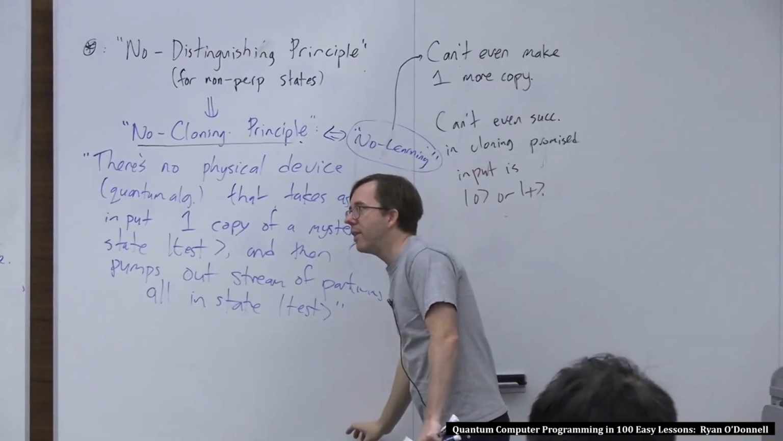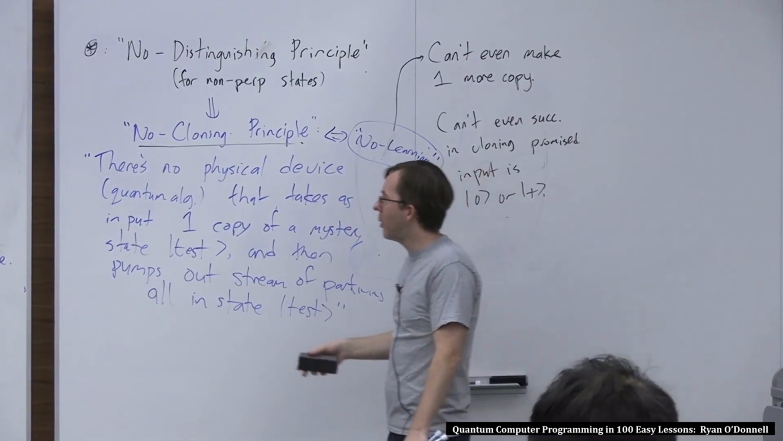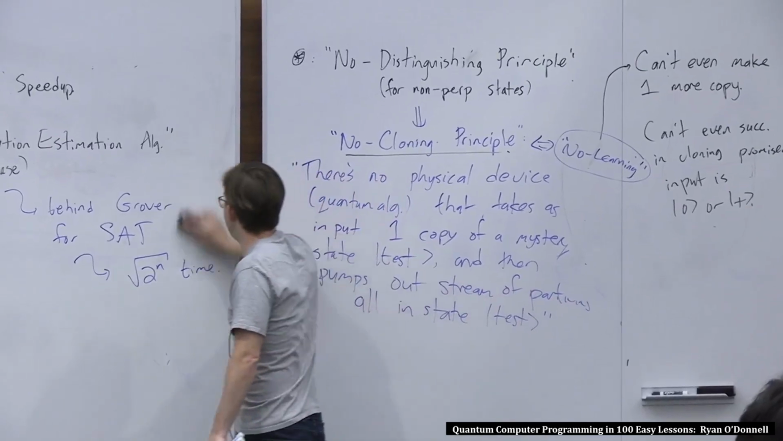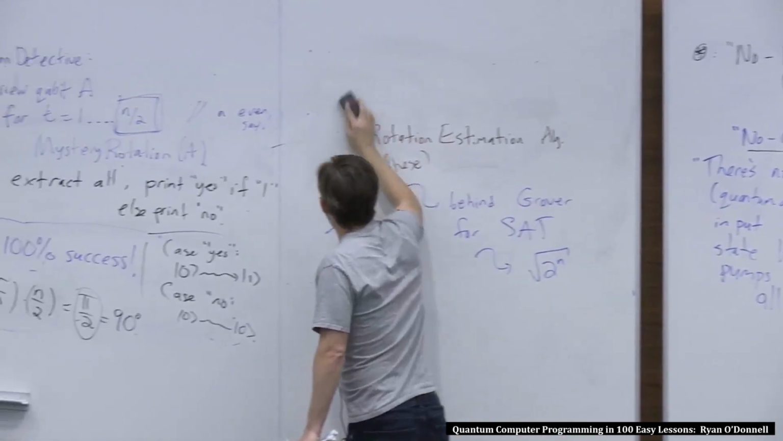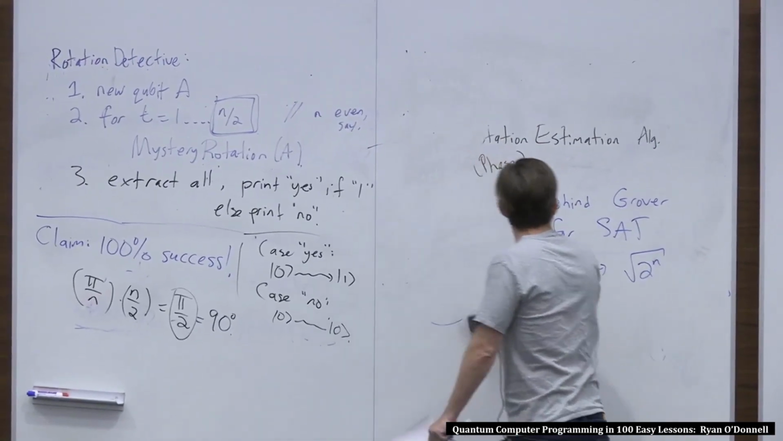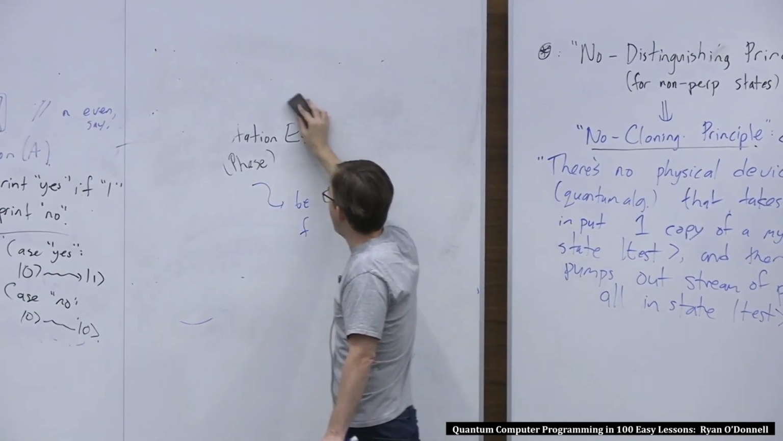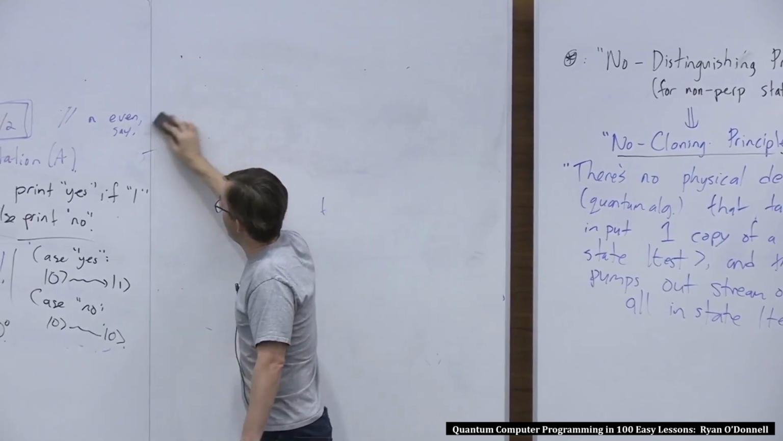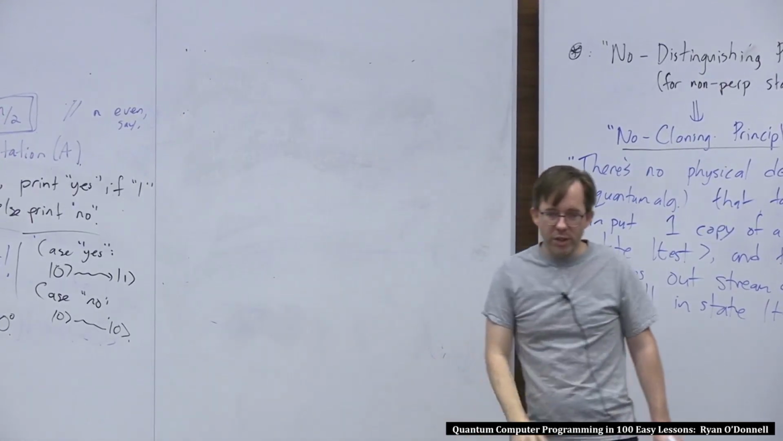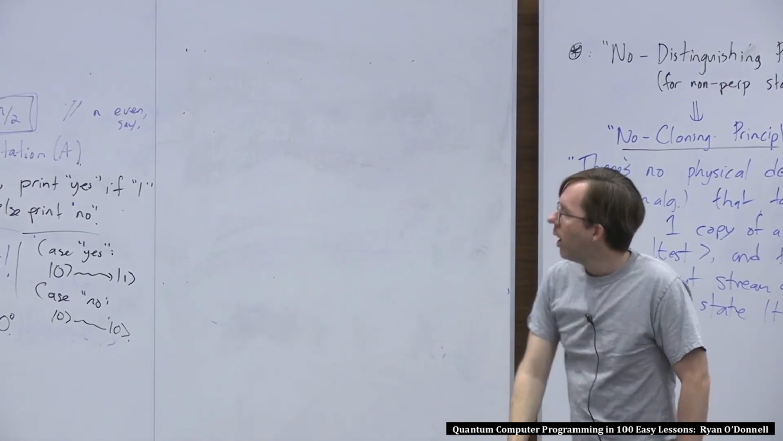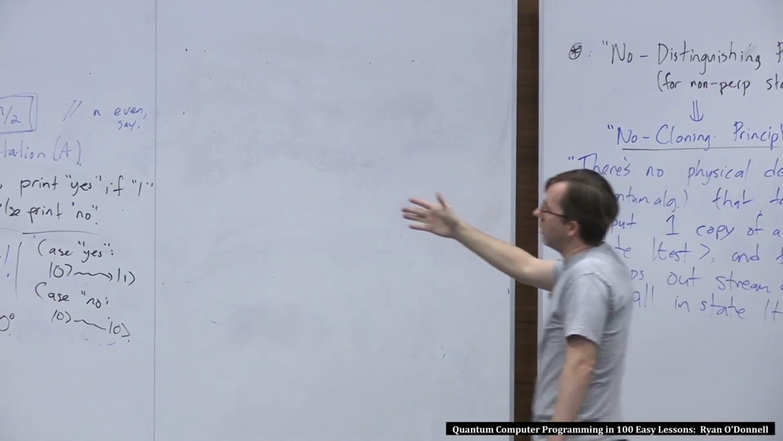So let's end this lecture with a quote-unquote application. I like this application because it's from 1993. It's due to two people called Elitzur and Vaidman. And this is a little bit before Shor's factoring algorithm and before Grover's algorithm. But it really illustrates this rotation detective idea.